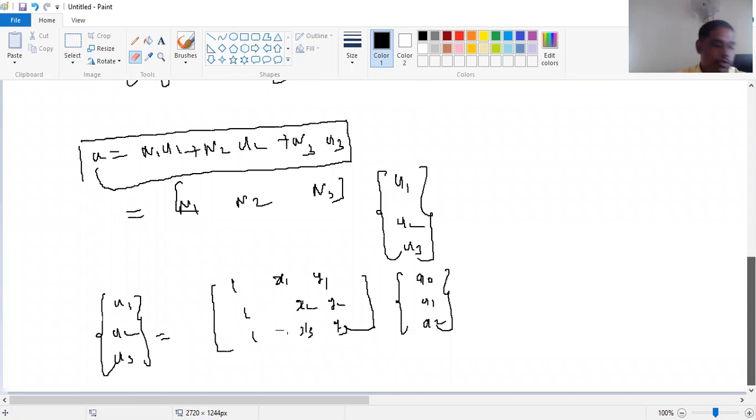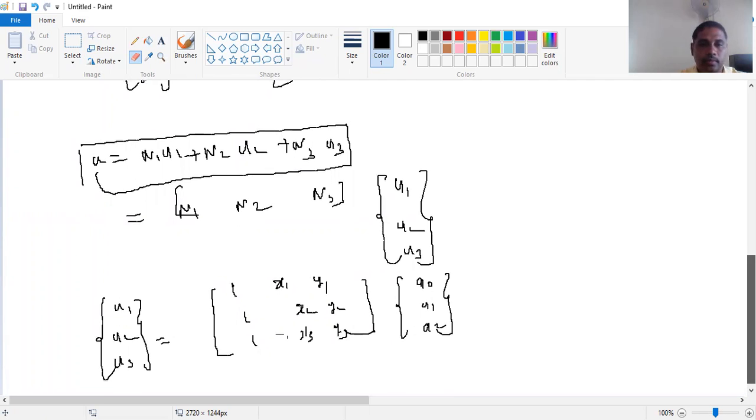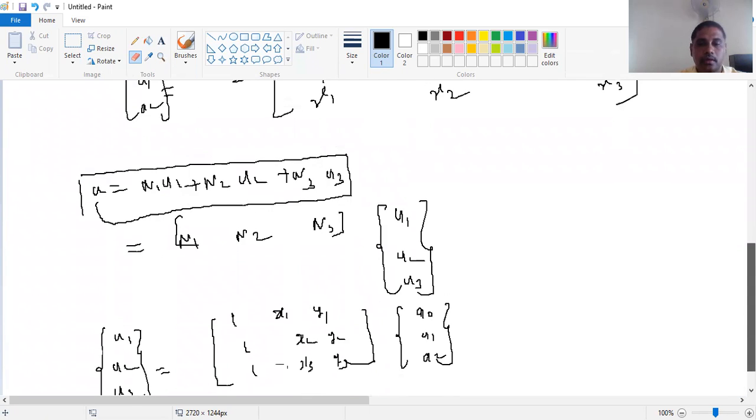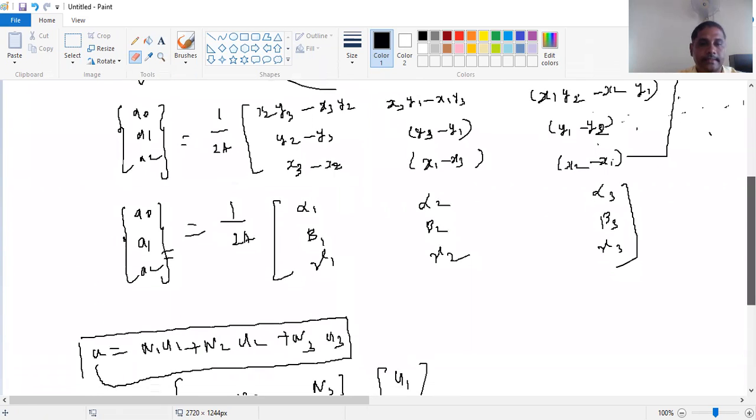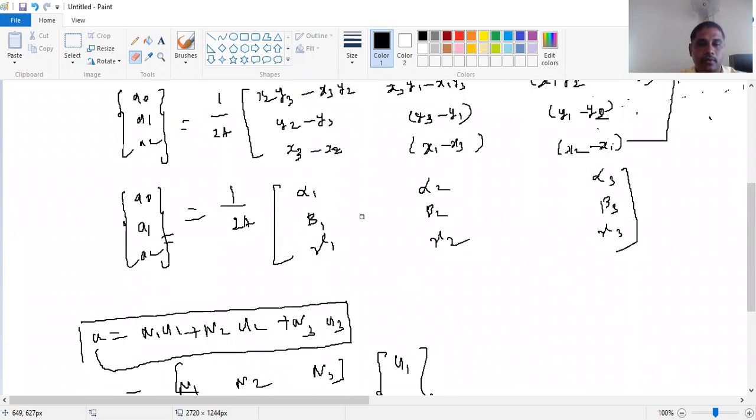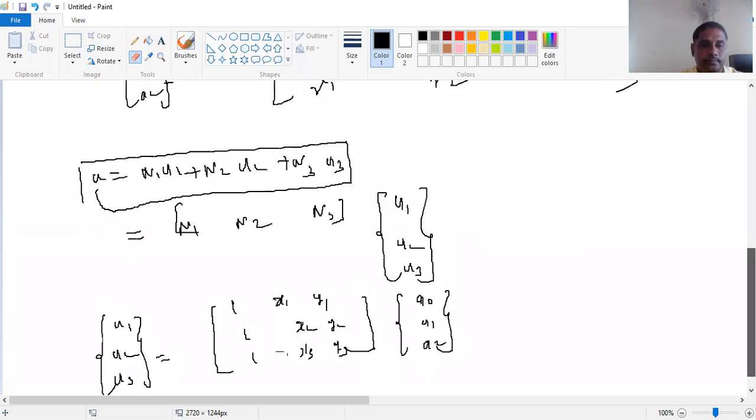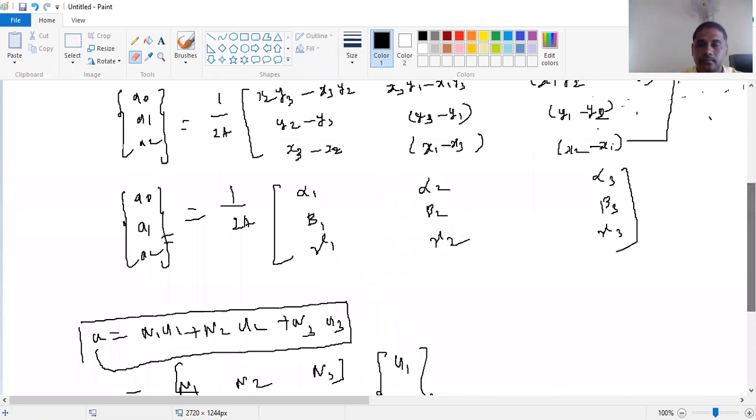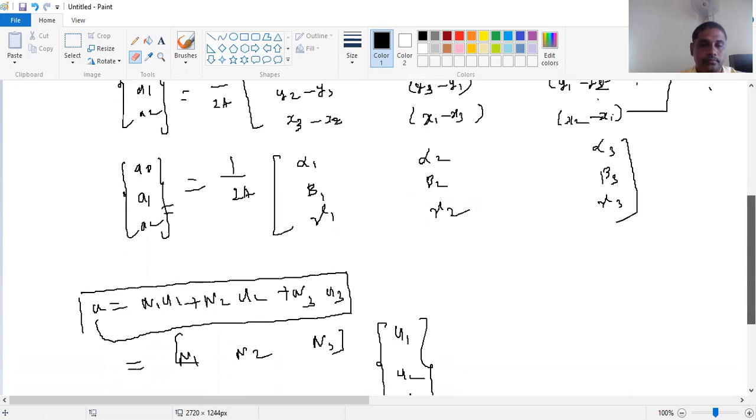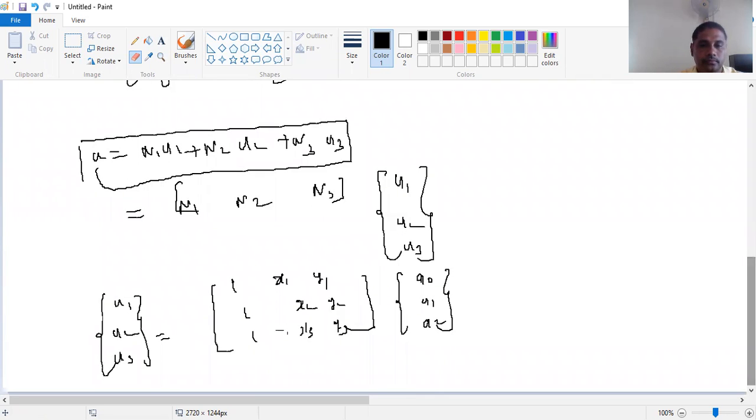First of all, we need to know what U1 is here. U1 is nothing but this into this plus this into this plus this into this: A0 plus A1 into X1 plus A2 into Y1. So what is its value here? A0 is equal to what? It is 1 by 2A alpha 1, alpha 2, and alpha 3. What is the generic form here? It is essentially x, isn't it? It's not x1, y1. It's supposed to be x, y.